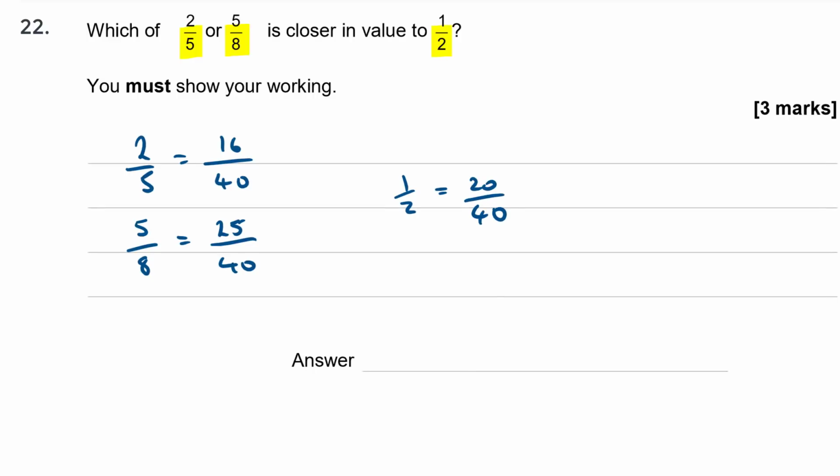20/40. So the difference between 16/40 and 20/40 is 4, and the distance between 25/40 and 20/40 is 5. So I would say that 2/5 is the closest.